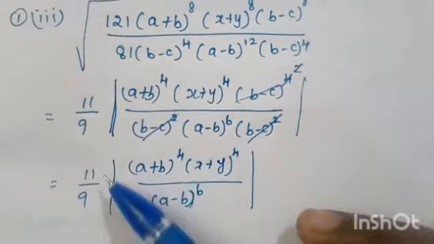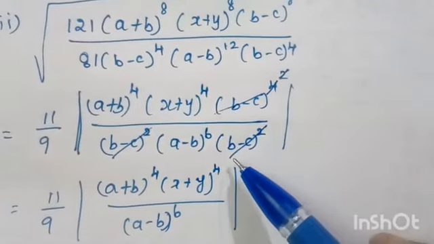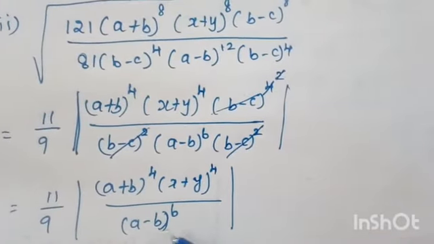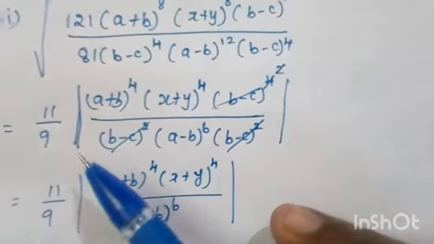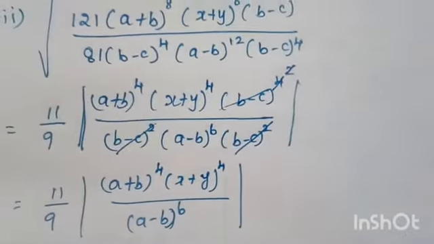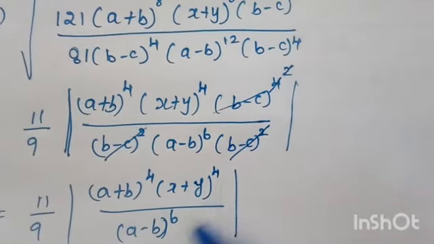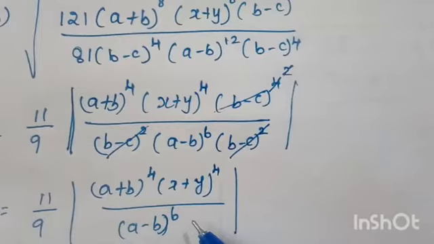So after cancelling we have 11 by 9 into a plus b whole power 4 into x plus y whole power 4, whole divided by a minus b whole power 6. That is the absolute value of 11 by 9 into a plus b whole power 4, x plus y whole power 4, whole divided by a minus b whole power 6.